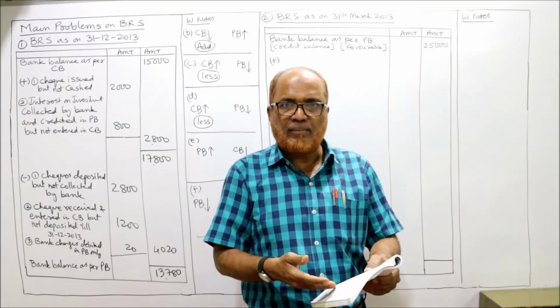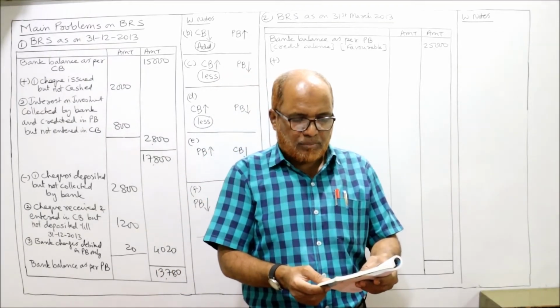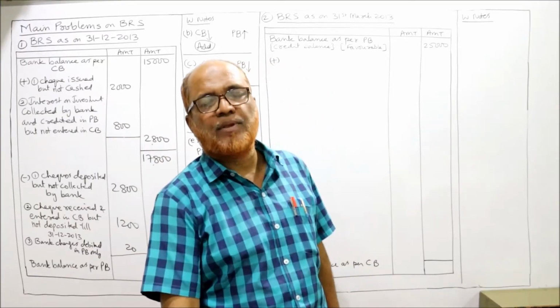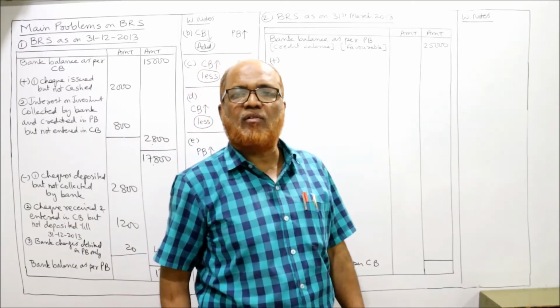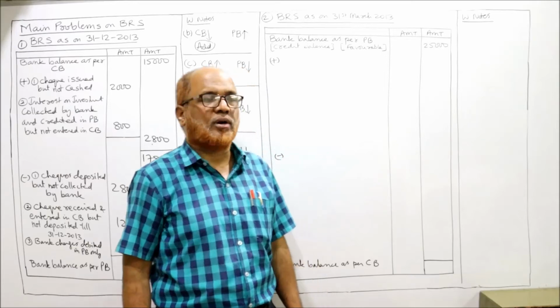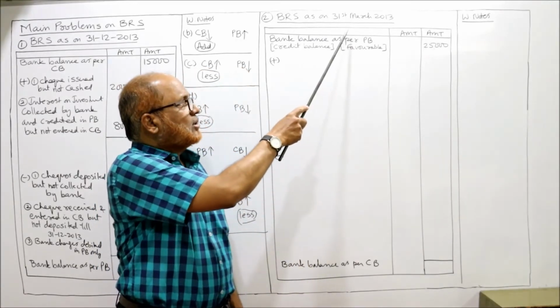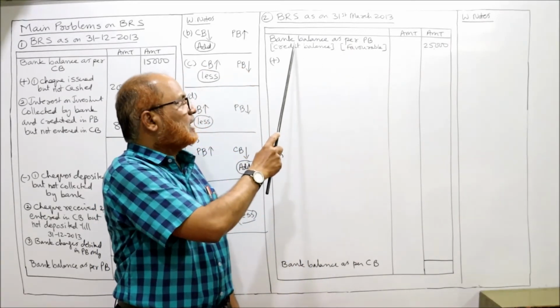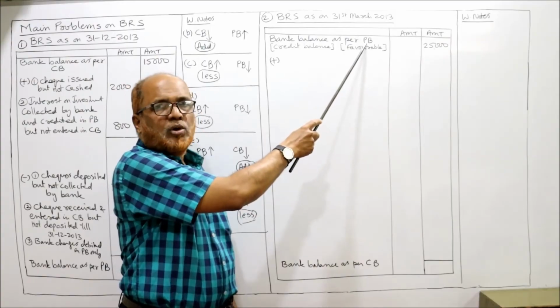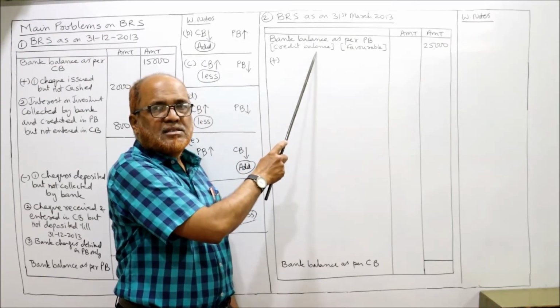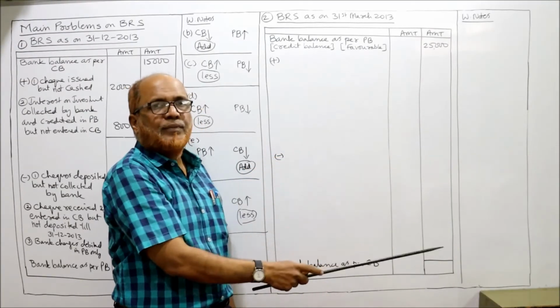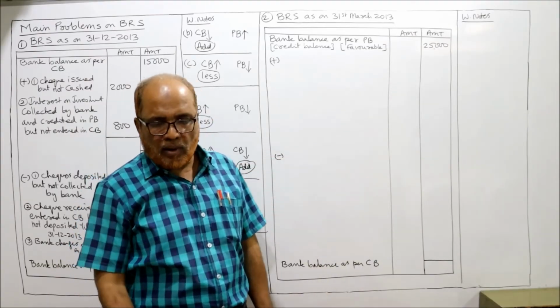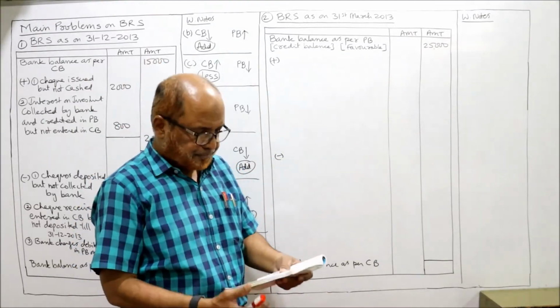Then transactions are given. Prepare the bank reconciliation statement showing the balance as per cash book. The passbook is given and we have to find out the balance as per cash book. Now see here, BRS as on 31st March 2013, I have started with bank balance as per passbook. It is given credit balance, and credit balance means favorable. 25,000 I have taken. Now one by one item we'll see.